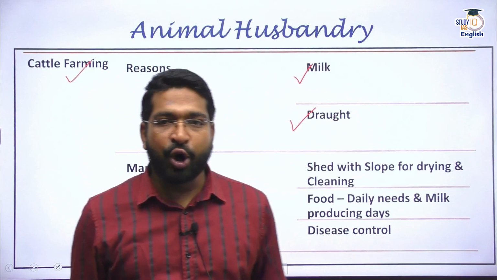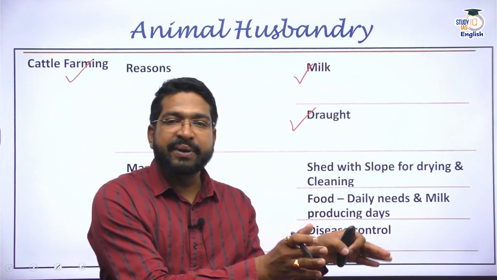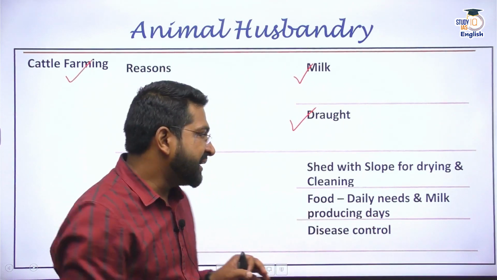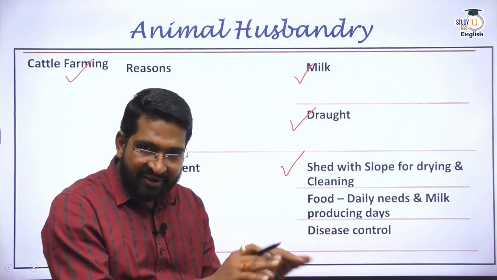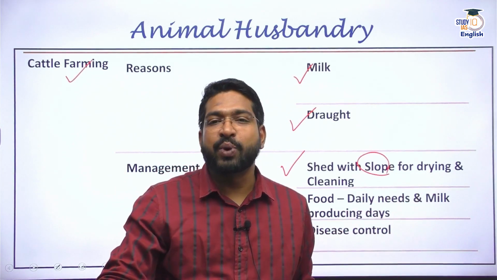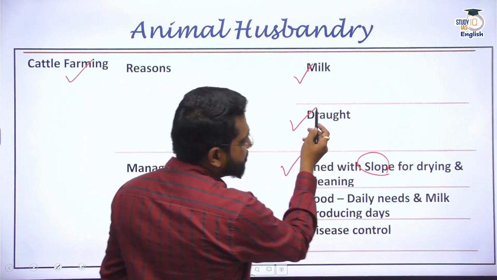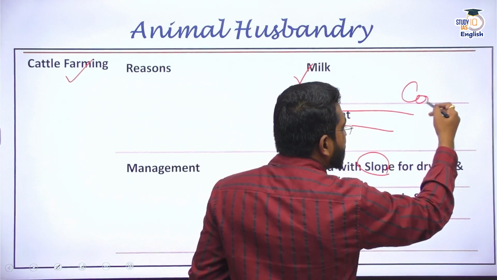So what do I do? On my piece of land, crop is already there. I simply create a shed. I need a shed for cattle farming, and that shed must have land which is sloping. I create some sort of slope towards one side, and on the side of the slope, I provide a pit or a place for creating compost.